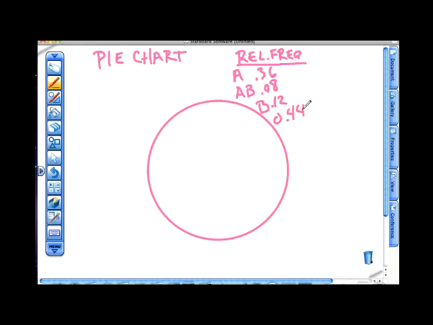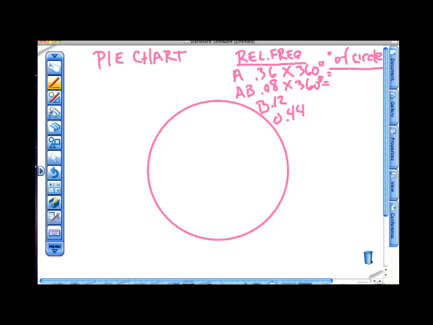Then you take each one to get the degrees of the circle. You multiply each relative frequency by 360 degrees. So 360 degrees takes you all the way around the circle. Okay? So what you're doing is saying, okay, if 36% of our data is A data, then 36% of our circle should be made up of A data. And if 8% is AB, then 8% of our circle should be AB data, and so on and so forth.